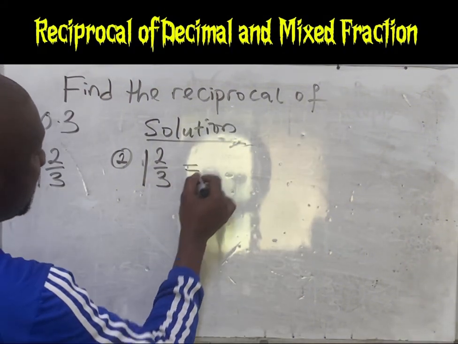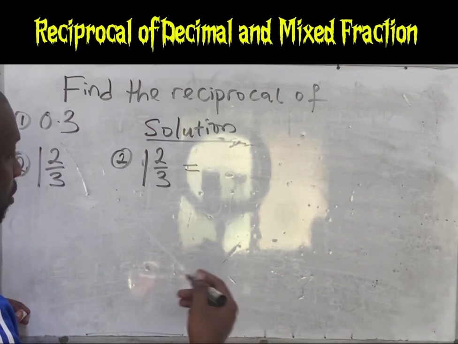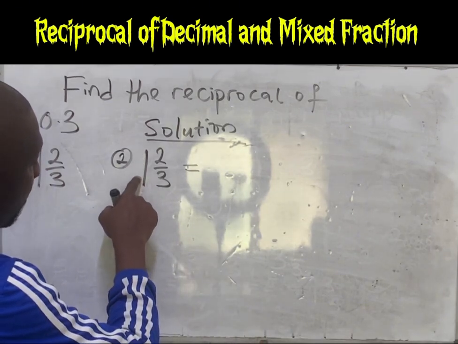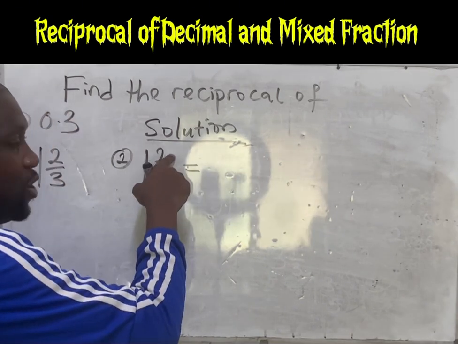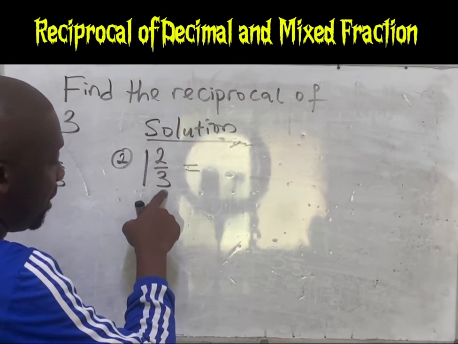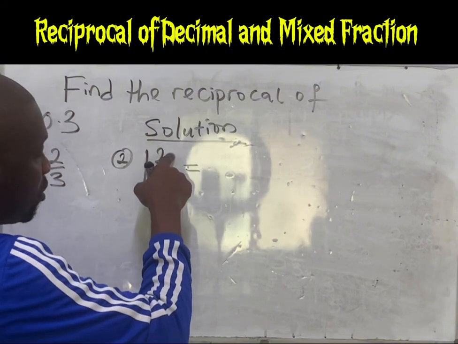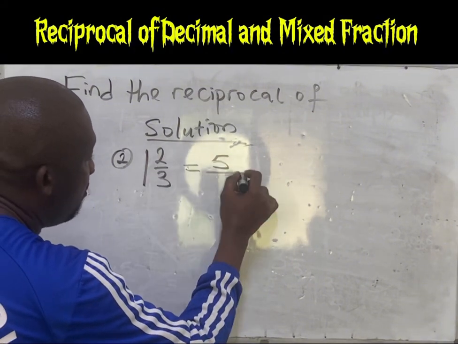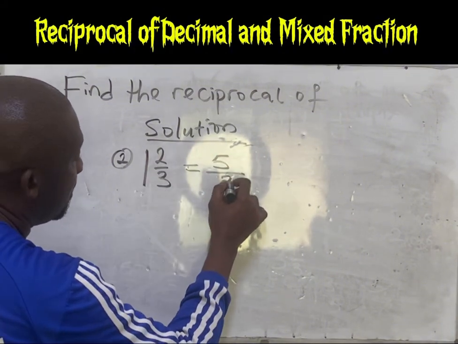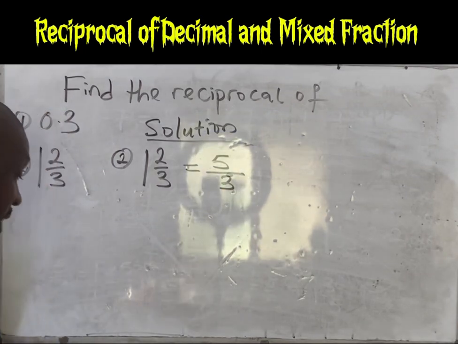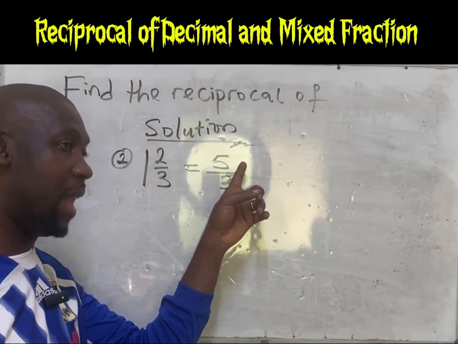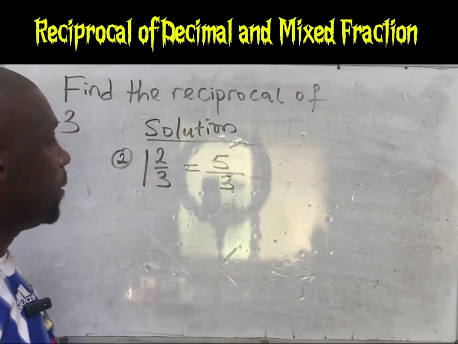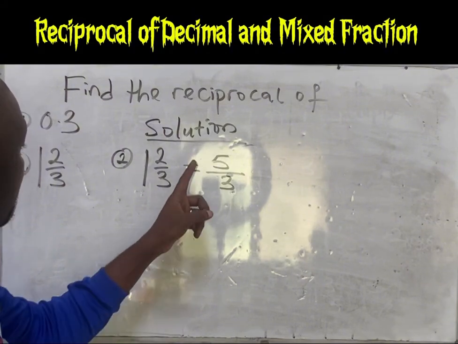So how do we convert this to an improper fraction? We use the whole number 1 to multiply the denominator and add the numerator. That's 1 times 3 is 3, plus 2, which is 5, over the existing denominator. So we have converted this to an improper fraction, because the numerator is larger than the denominator.